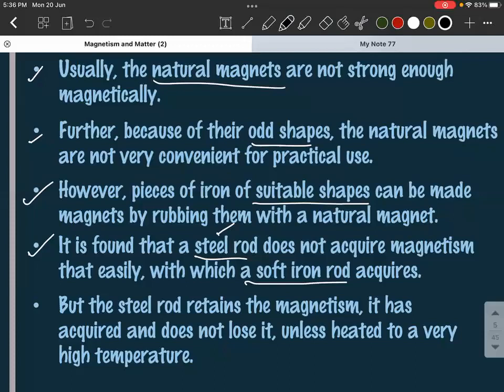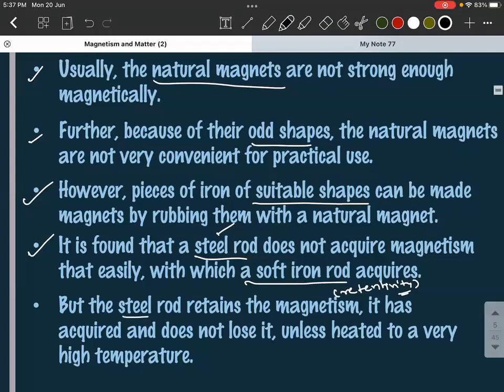So a soft iron rod acquires magnetism very fast, and it loses magnetism also very fast. Whereas steel will not acquire it fast, but once it attains it, it will retain it for a longer duration. That property is called retentivity, about which we'll be learning in this chapter.